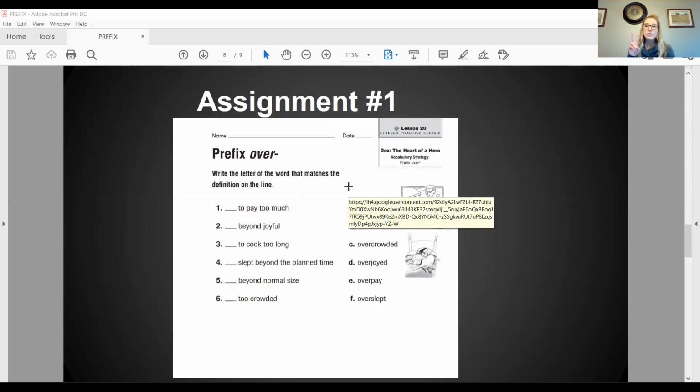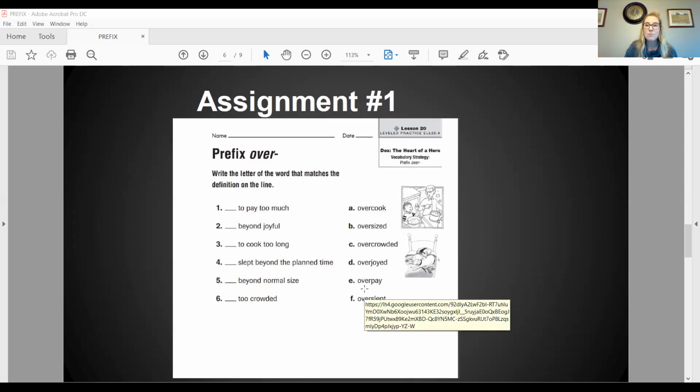So you have 2 assignments that go with this today. The first assignment is your practice page for your vocabulary strategy, and you're working with the prefix over, just like in this lesson. If you look here, I can read you all of your choices. I want you to say after me, overcook, oversized, overcrowded, overjoyed, overpaid, overslept. So what they want you to do is write the letter of the word that matches the definition on the line. Let's look at the first one.